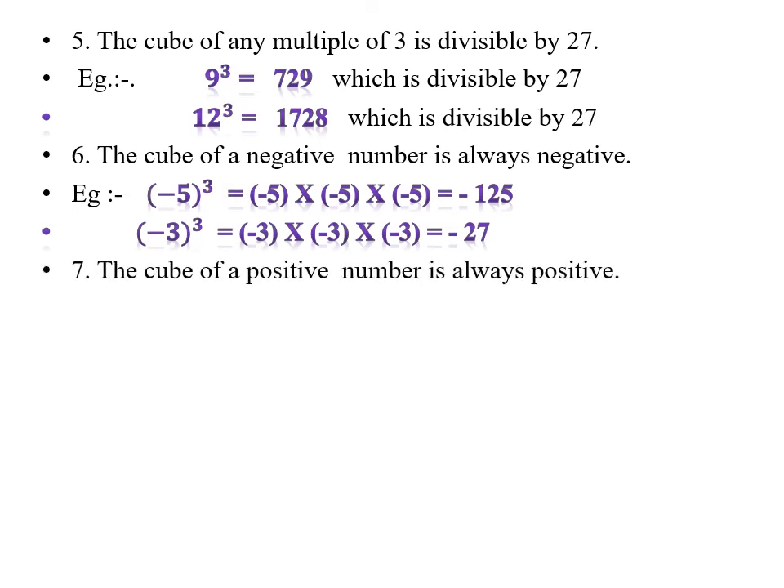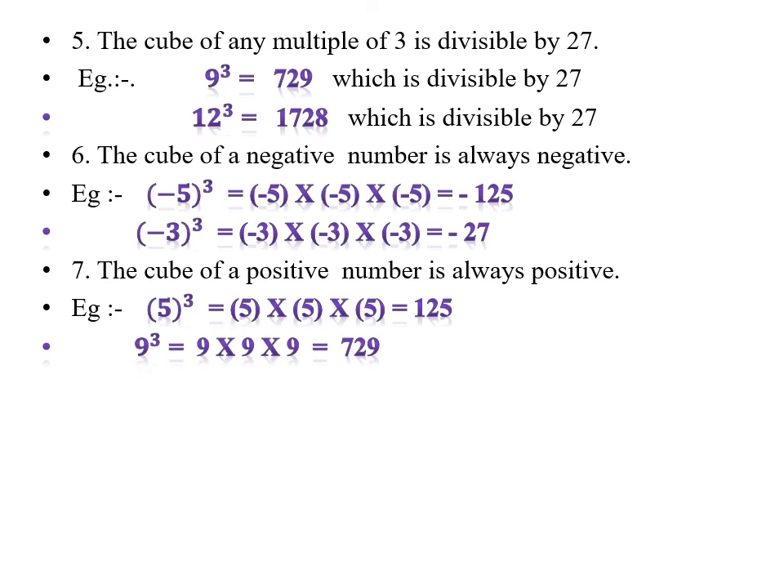The cube of a positive number is always positive. As negative is negative, positive is positive. So if you take 5 cube equals 125, it is positive. If you take 9 as a positive, so 9 cube equals 729.